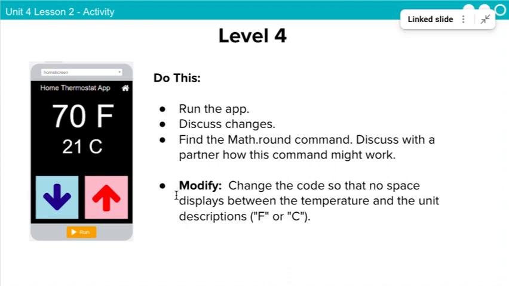And then I want you to change the code so that no space displays between the temperature and the unit descriptions. We have this space here between the 70 degrees Fahrenheit and 21 degrees Celsius. Change the code so that that space is not there. Then in your journal, I want you to write what you changed for that modification. Pause the video here so you have time to do that.